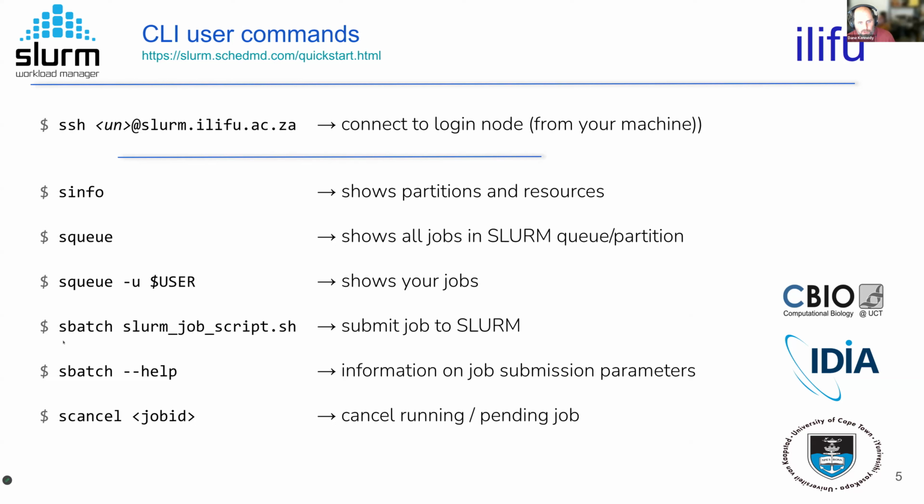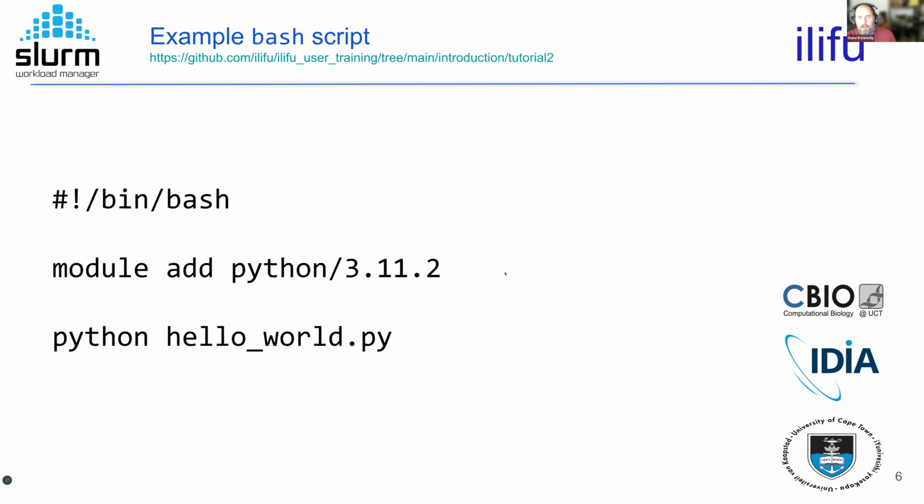Sbatch is the command you will mostly be using to submit jobs. And finally, scancel is to cancel a job that's maybe sitting waiting to run or is running and you've realized something is wrong. I'll demonstrate all of these in a moment, except for scancel. So when you submit a job, you need to have a job script. And what is a job script? It's a simple bash script that describes what resources your job requires and then the steps your job should do in order to process your data.